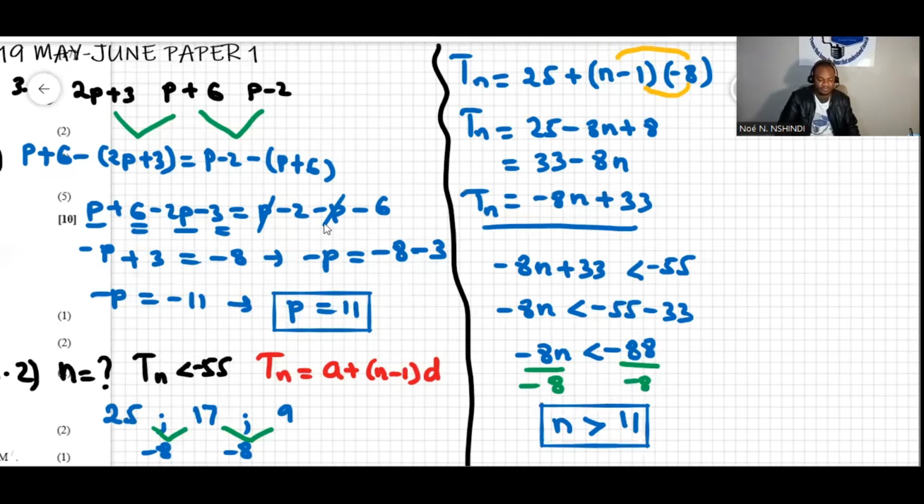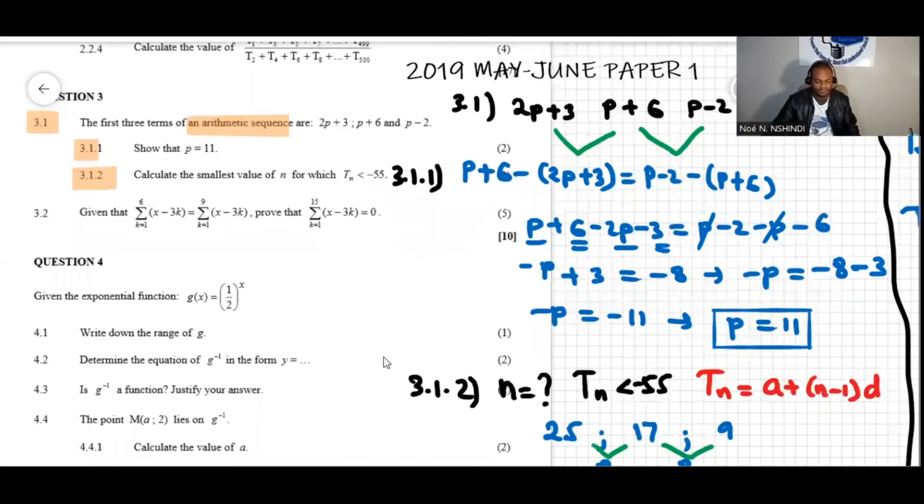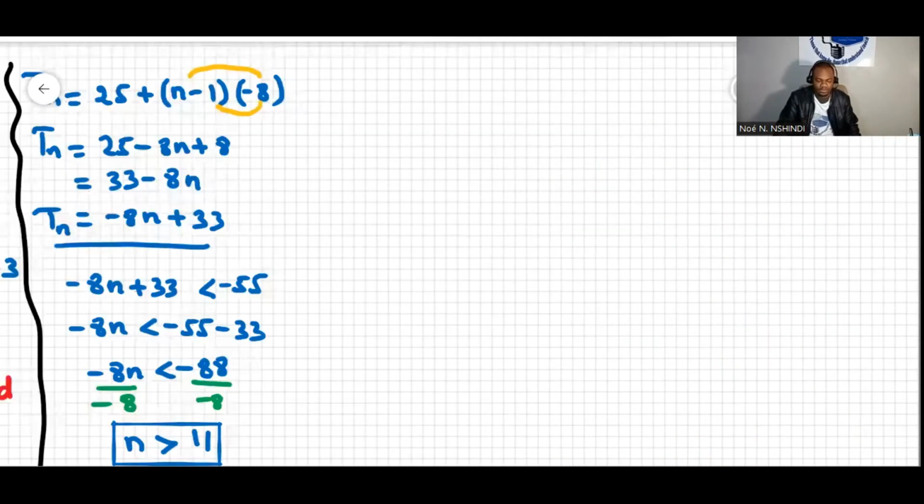Now, the following question is question 3.2. Question 3.2 says, given that the sum of x minus 3k, k starting from 1 to 6, equal to the sum of x minus 3k, k starting from 1 to 9, then prove that the sum of x minus 3k, k starting from 1 to 15 equal to 0. Okay, I'm gonna move my board this way.